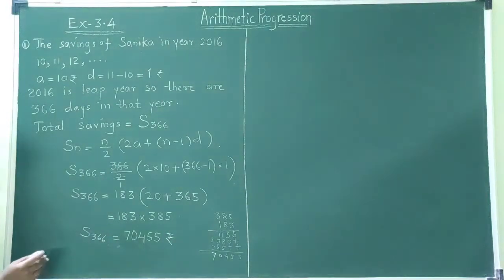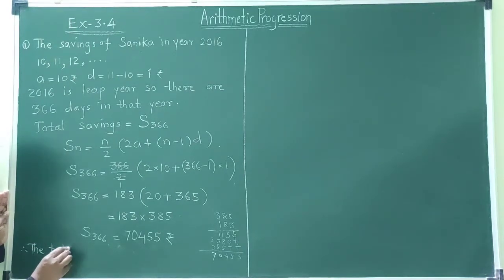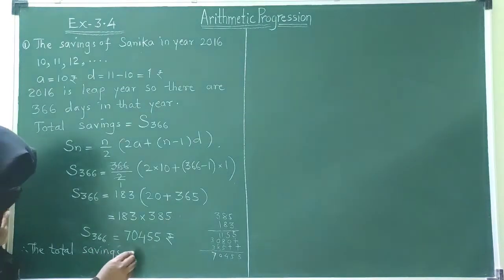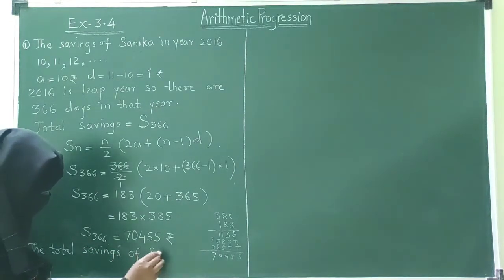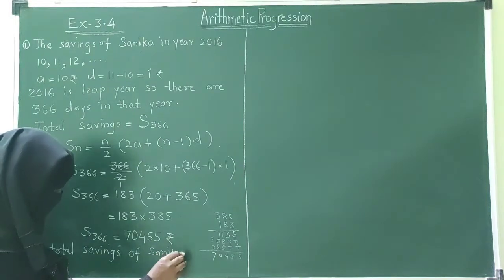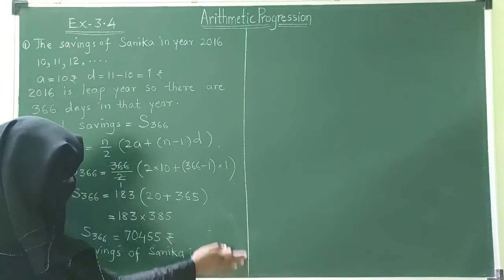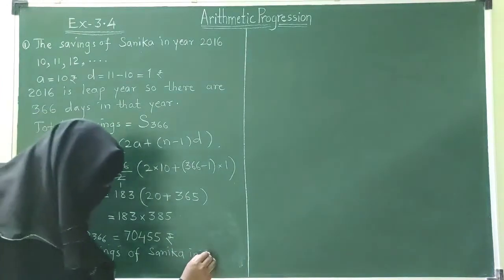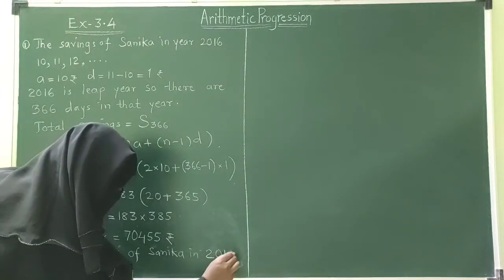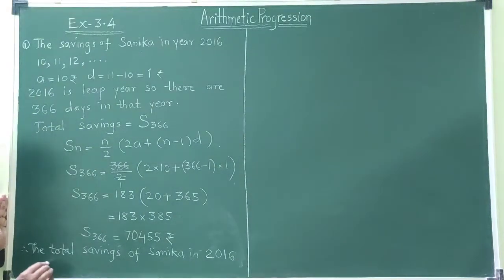We write here one sentence. Therefore, the total savings of Sanika in 2016 is 70,455.